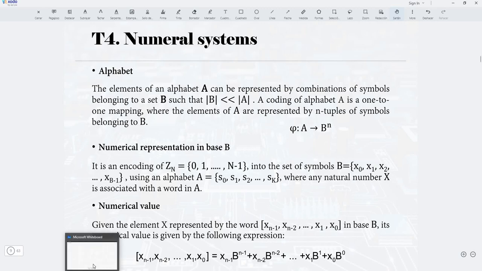We are going to consider, for example, that the A alphabet is going to be numbers between 0 and 99. So this set, this alphabet, is going to be 0, 1, 2, until 98, and 99.